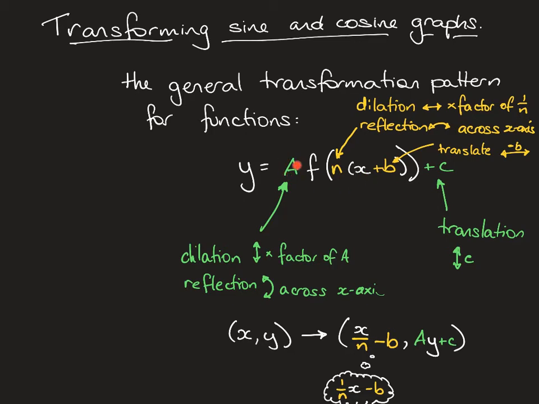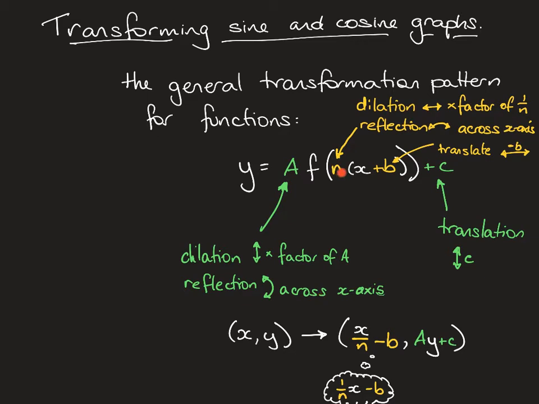The a value out the front dilates vertically. It either stretches or compresses vertically by a factor of a, and if it's negative, it reflects across the x-axis. And it's really important when you're writing your answers in the exam that you get the correct language for reflections. So reflections are across an x-axis or reflection in the x-axis. Don't say a reflection of the x-axis, so make sure that you get that correct.